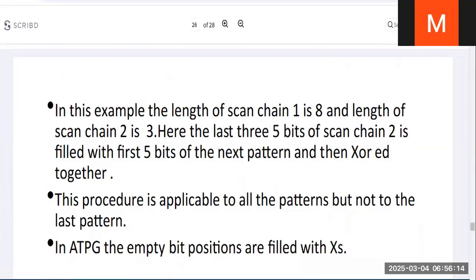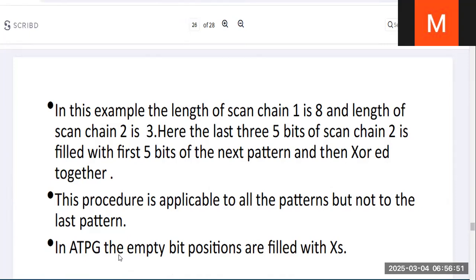I will explain that one. In the above example, the length of scan chain 1 is 8 and the length of scan chain 2 is 3. So here the last 5 bits of scan chain 2 are filled with the first 5 bits of the next pattern. The scan chain which has a length of 3 is filled with the first 5 bits of the next pattern. Then XOR it together. This procedure is applicable to all the patterns but not to the last pattern.